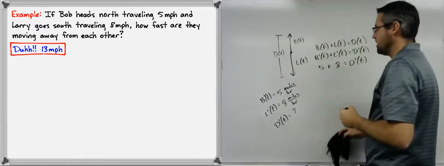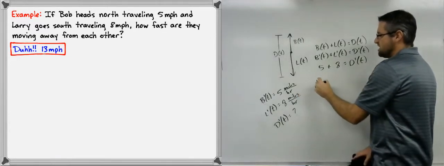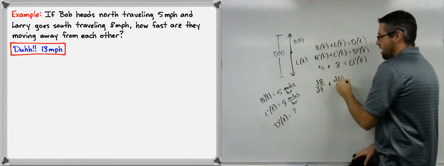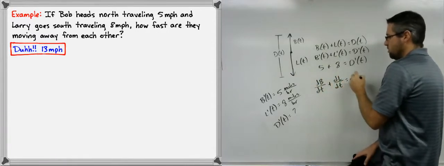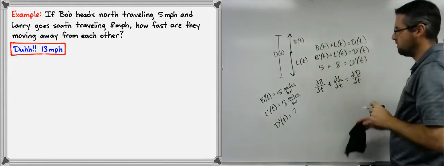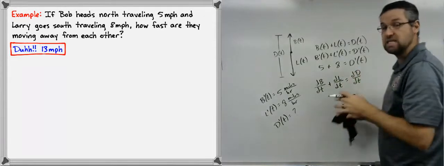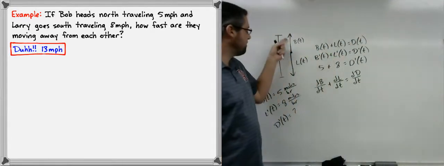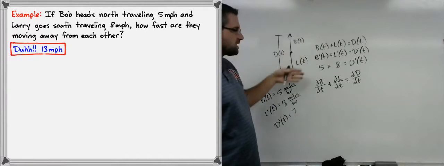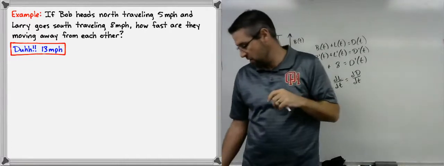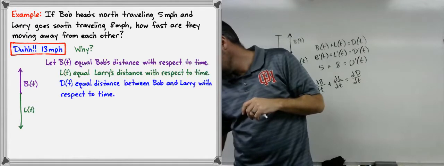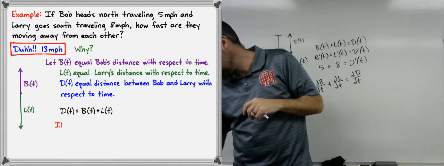You could have also written it like this. Instead of b prime, you could have said db with respect to time, dl with respect to time equals d of capital D, total distance, with respect to time. Okay, so that is the basic example of related rates. As one function changes, it affects the entirety of the rest of that equation. Okay, so let's kind of scramble through that and get that done.